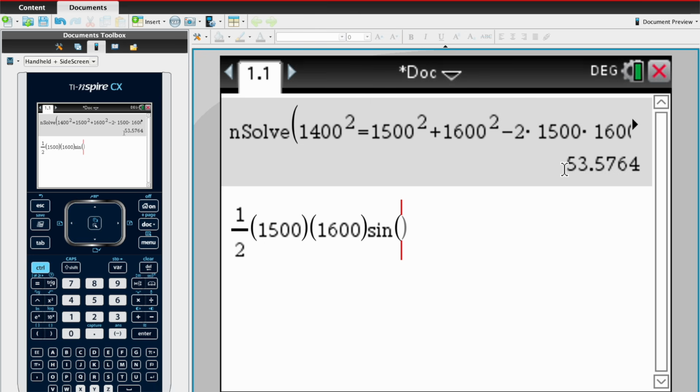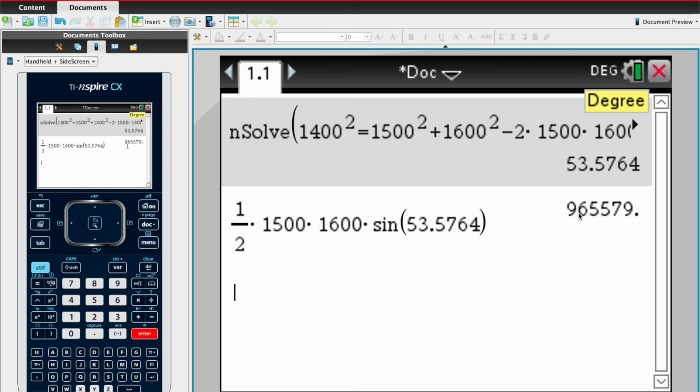You can actually copy paste these and keep the whole number of digits that you have. That's always an option. I don't think there are many cases where you need that level of accuracy. So I'm just going to keep to what we had, the 53.5764. All right, we're in degrees. Let's go. Okay. So we have 965,579. This would be square meters.